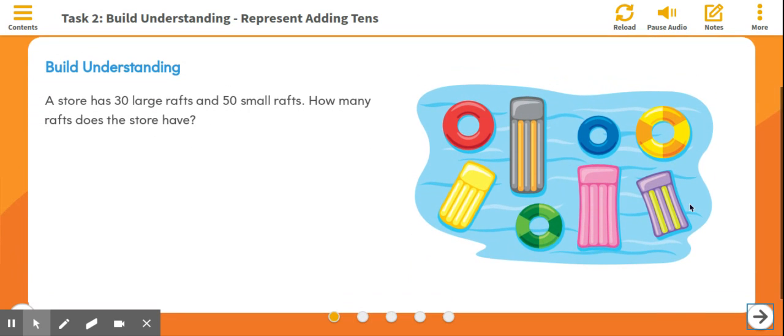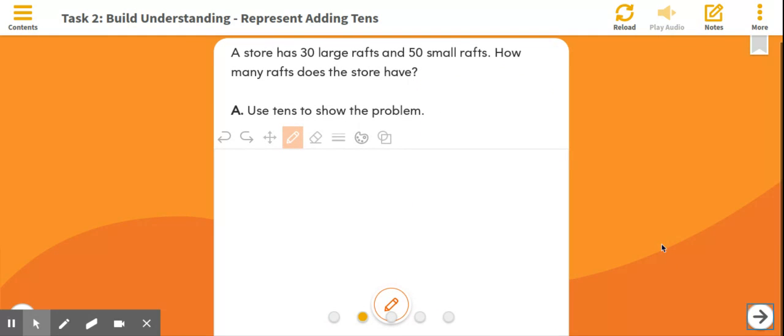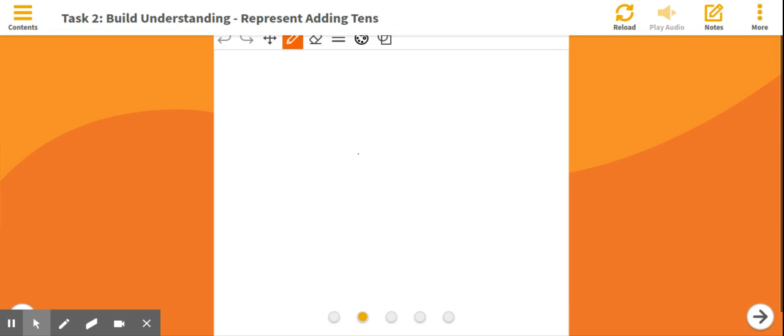Now I'm on page 351, building understanding. So here's our question. A store has 30 large rafts. So the large rafts look like this. And 50 small rafts. So they would be, I assume, these little circles. How many rafts does the store have? Okay. Let's keep going. We've read it the first time. We can picture a store with a whole bunch of rafts. And let's figure it out using our tens drawings.